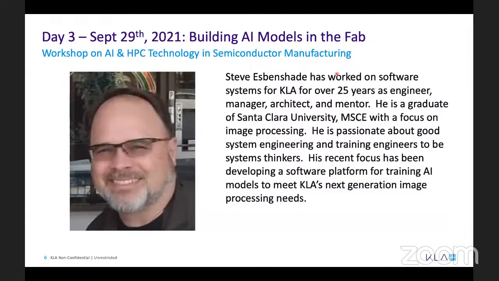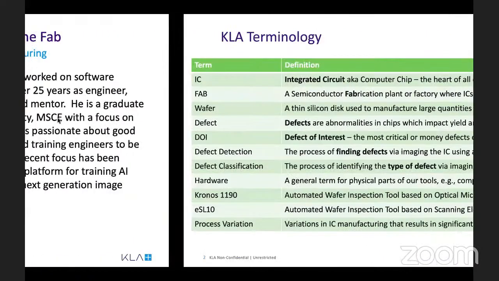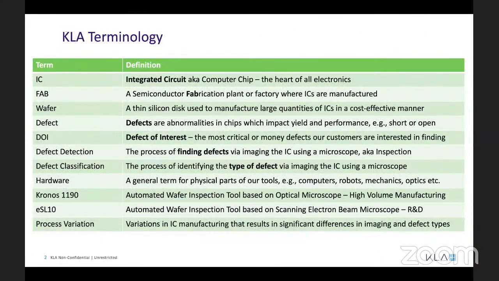Let's talk about electronics to start with. Electronics are built with integrated circuits or computer chips. This is in your computer, your smartphone, your car, pretty much every electronic device in your house, they're ubiquitous. Integrated circuits are manufactured in a semiconductor fabrication plant or factory. We call it a fab for short.